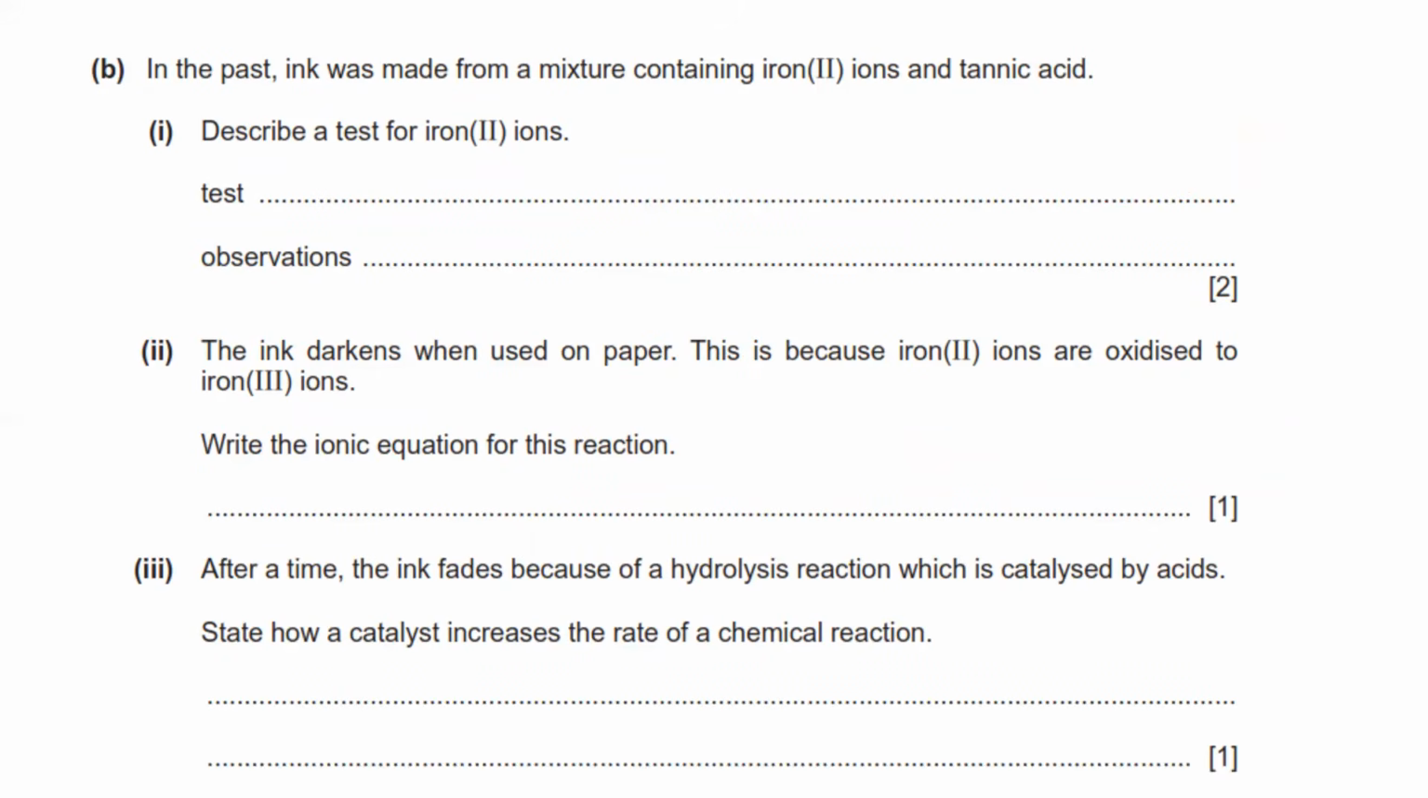It says in the past, ink was made from a mixture containing iron 2 ions and tannic acid. Describe a test for iron 2 ions. Okay, so iron 2 ions. Remember, iron 2 ions readily convert to iron 3 positive ions. So the simple test is to add aqueous sodium hydroxide.